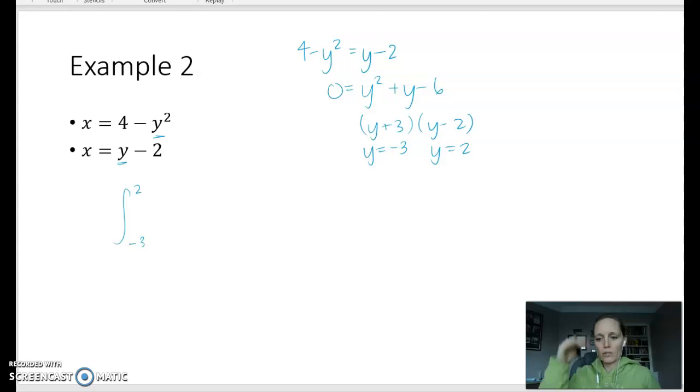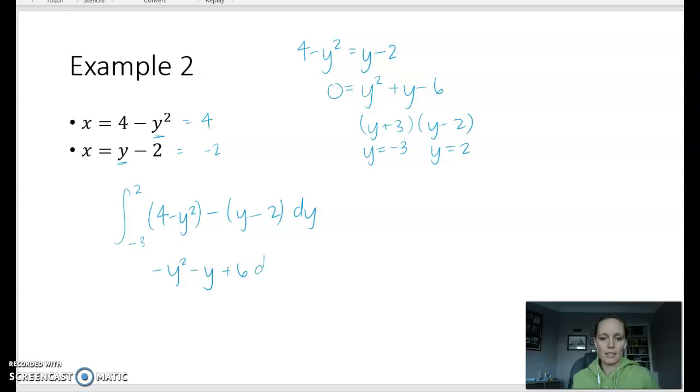Remember, this is in terms of y, so this is up and down. And now I just need to figure out which one is the farther right. I'm going to do that by testing a point. I'm going to test the point 0. When I plug in 0 here, I get 4. And when I plug in 0 to this one, I get negative 2. So I know that the first equation is my right side equation. So I have 4 minus y squared minus y minus 2 dy. When I combine this, I get negative y squared minus y plus 6 dy, and then I antiderive. So I'm going to have negative y cubed over 3 minus y squared over 2 plus 6y, evaluated at negative 3 and 2.